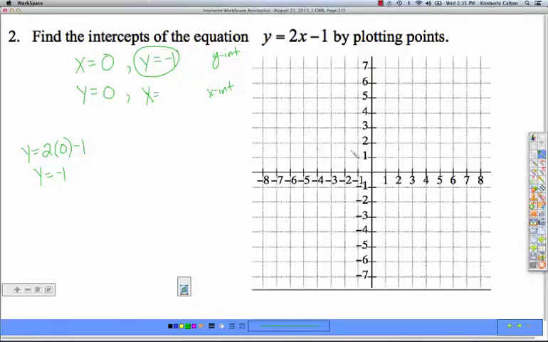So let's go ahead and plot that point. If it's the y-intercept, remember this is the x-axis and this is the y-axis. The y-intercept is going to be negative 1. So now we need to find the x-intercept. Now we're going to substitute 0 in for y and solve for x. So we want to add 1 to both sides. Now we have 1 equals 2x. We want to divide by 2, and we see that x equals a half. So we're going to come over to where x would equal a half and put our point.